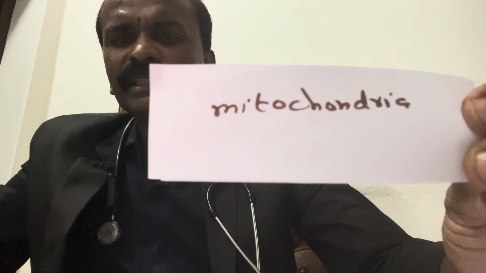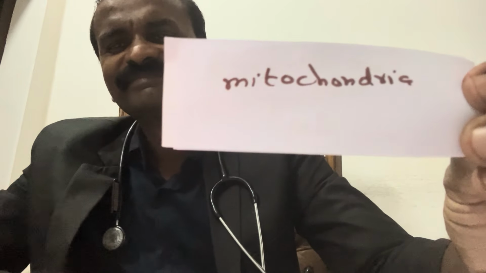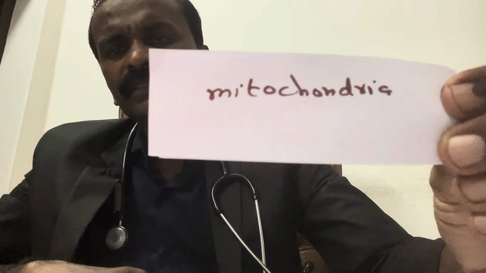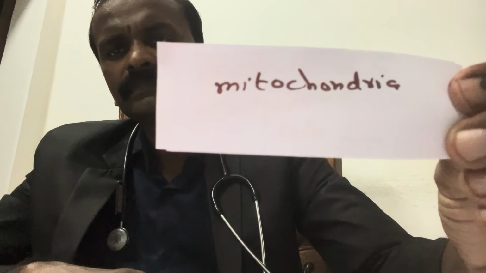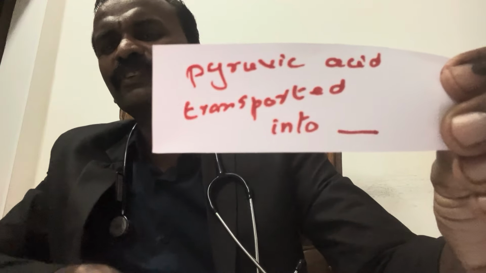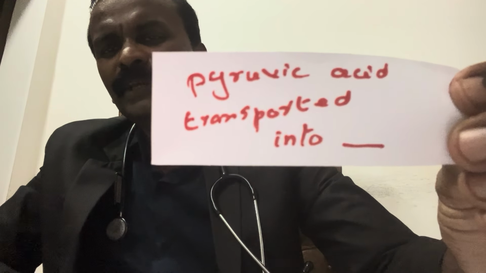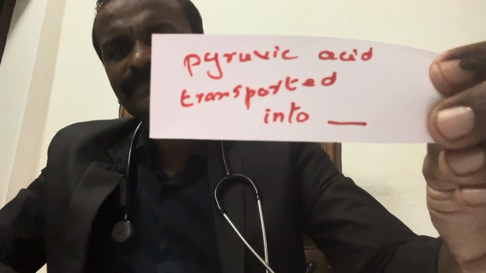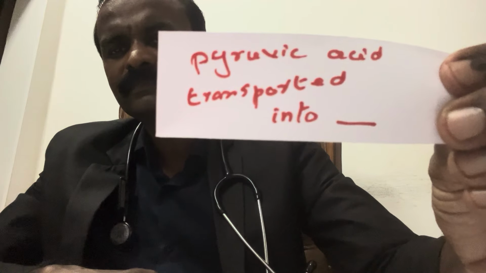Okay, next question. Same thing for mitochondria. For mitochondria, what is the question? This is how we should prepare for NEET. Tell the question for mitochondria. For cytoplasm, you know the question. For mitochondria, what is the question? Pyruvic acid is transported into dash of the following. They'll give four choices. That time, don't forget the question, mitochondria. See, and next question.